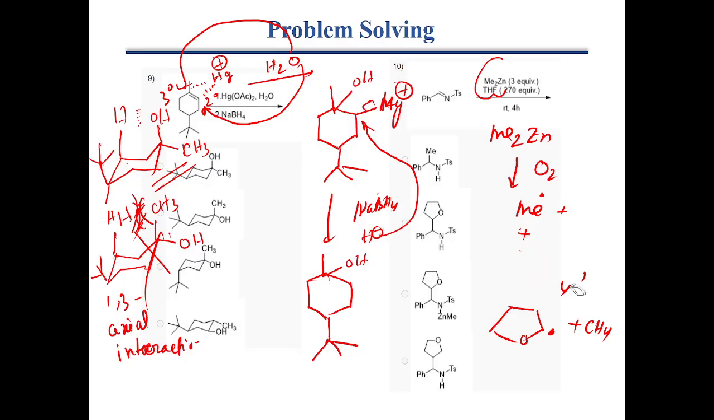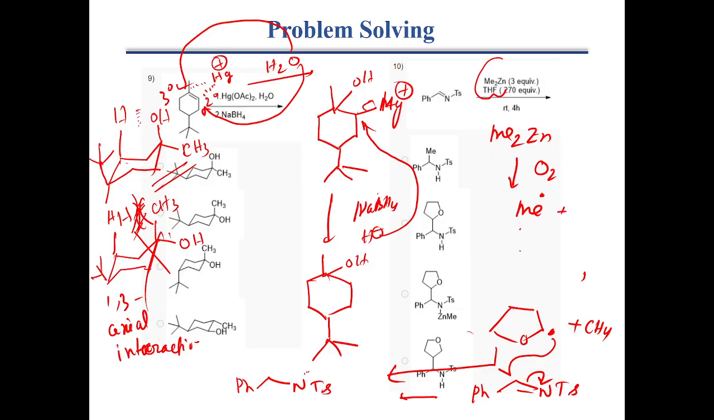Now the system has imine. So this is the Ph, double bond NTs. Now there is a possibility of this radical attacking this imine. So that will give Ph, NTs minus, and that tetrahydrofuran attacks the compound.